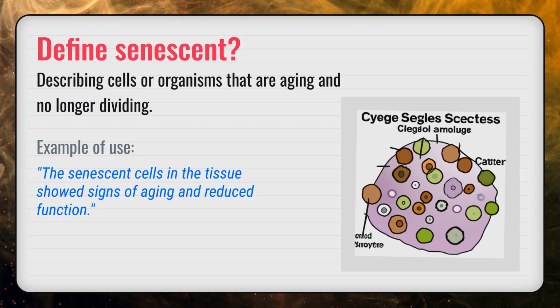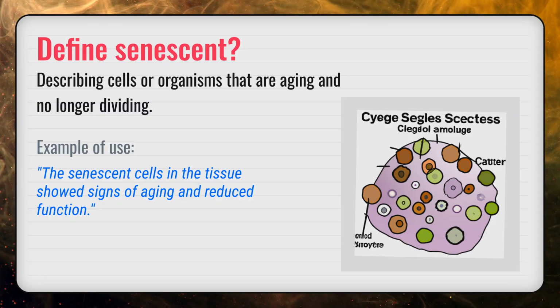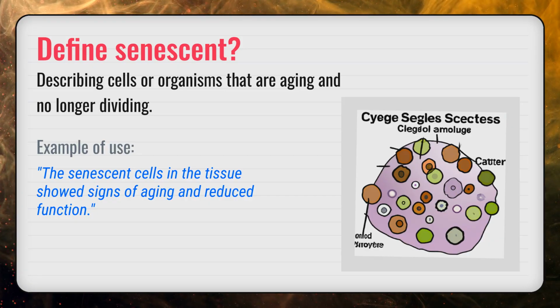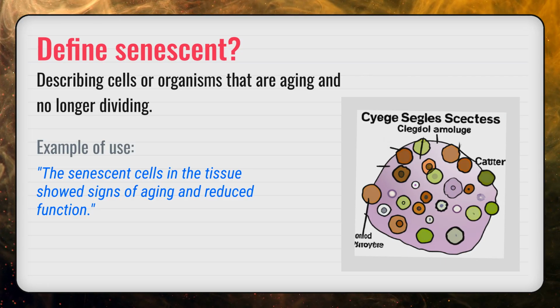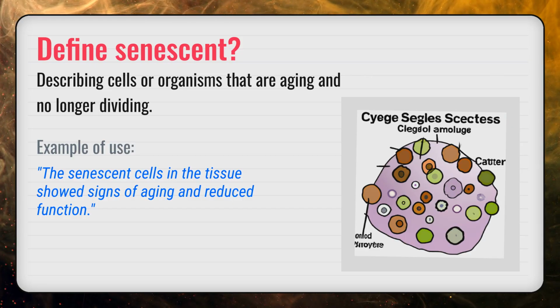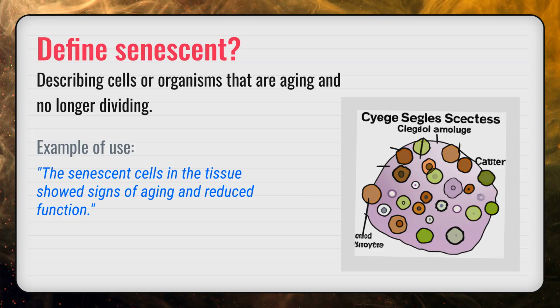So how do you use senescent in everyday language? Let's go through some examples. Correct example 1. The senescent cells in the tissue showed signs of aging and reduced function. Correct example 2. The senescent leaves fell gently from the tree as autumn approached.